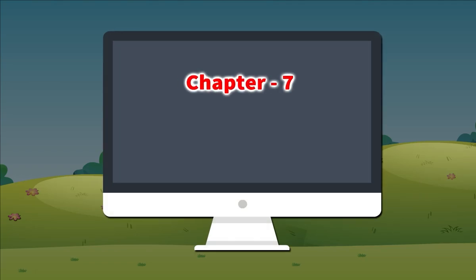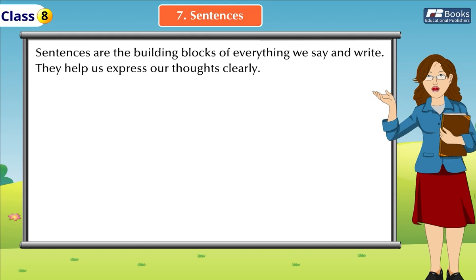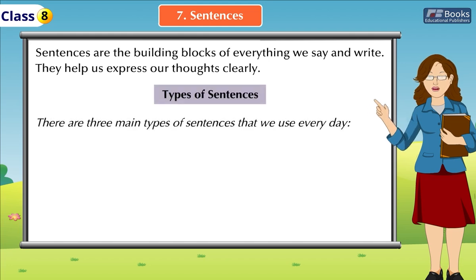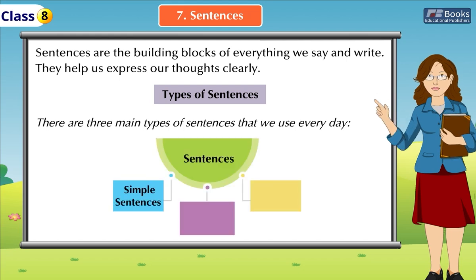Chapter 7. Sentences. Sentences are the building blocks of everything we say and write. They help us express our thoughts clearly. Types of sentences. There are three main types of sentences that we use every day: simple sentences, compound sentences, complex sentences.